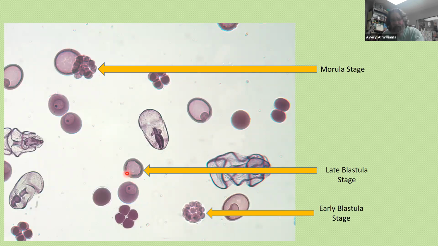But look at this. You can definitely see a hollow center here, but the cells are so small you can't even make them out anymore. Okay, and so we identify this as much later in development. So this is a late blastula, and this is an early blastula. So that's the order it goes in: morula, early blastula, late blastula. And you went through the exact same stages. Your blastula stage looks a little bit different. That's in mammals. That's it.